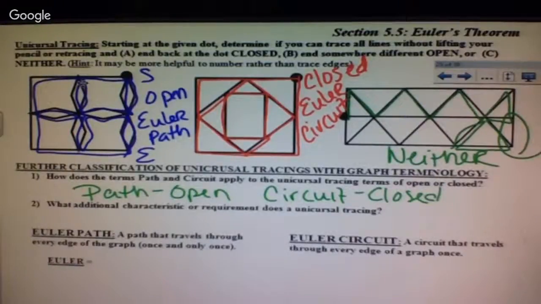Okay, so definitions are already written there for you. An Euler path is a path that travels through every edge of the graph once and only once. Okay? You start.